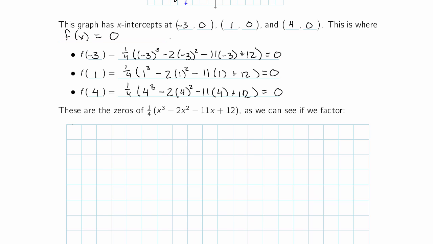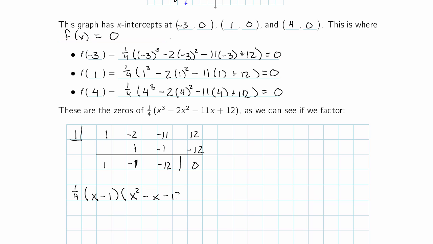And we know that 1 is a 0, so let's divide that out. So our coefficients are 1, -2, -11, and 12. 1 times 1 is 1, minus 2 is -1, times 1 is -1, minus 11 is -12, times 1 is -12, plus 12 is 0. So we've got 1/4 times (x minus 1) times (x^2 minus x minus 12).